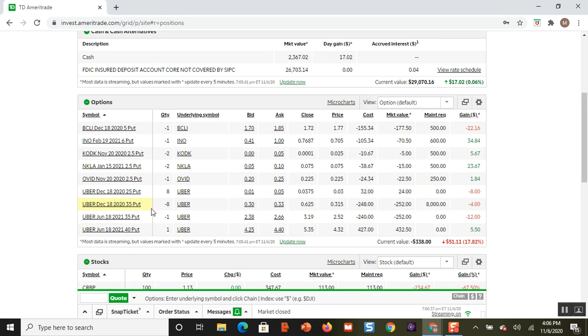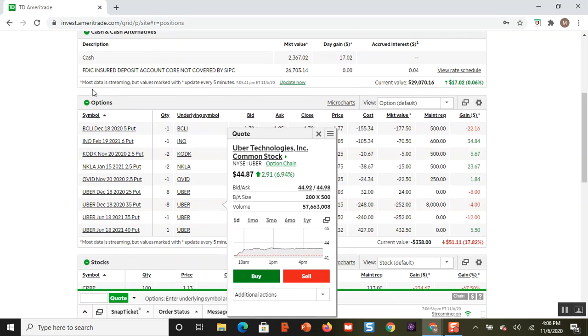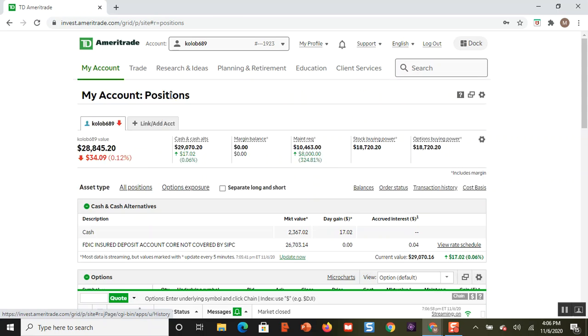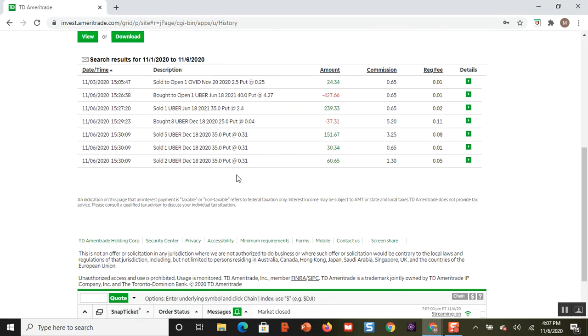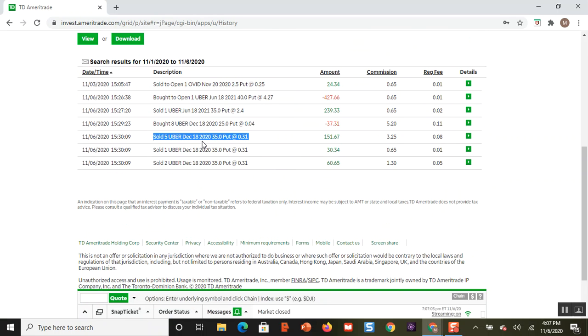See, these 8 puts expire in December. That's in about 5 weeks from now. These are 6 monthers, okay? This one doesn't expire till June, and this one doesn't expire till June. So for my position, the best thing that can happen to me, if Uber trades above $35 and these puts expire worthless, then let's go back to my transactions. Then I will get to keep all of this premium, okay? 5, 6, and 8. So that's 150, 180, 240.